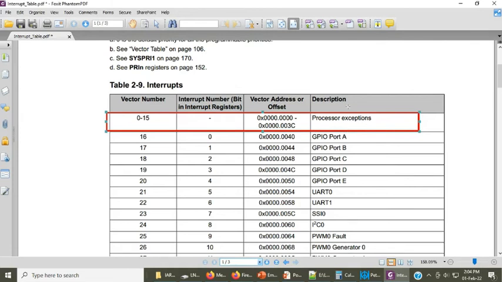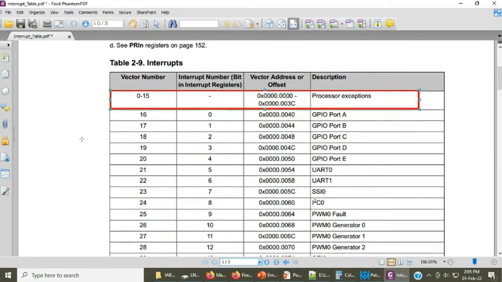So remember, exceptions have higher priority than the interrupts also. This thing you have to keep in mind. The exceptions have higher priority than interrupts. I will show you what these processor exceptions actually mean and why they have higher priority than the normal interrupts. Then after that we start the interrupt numbers.